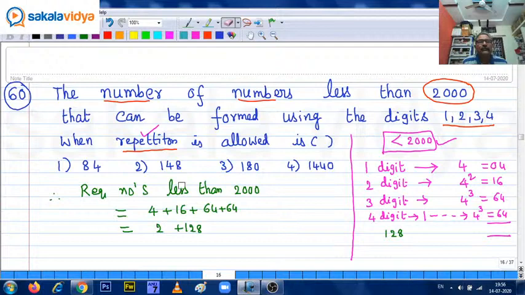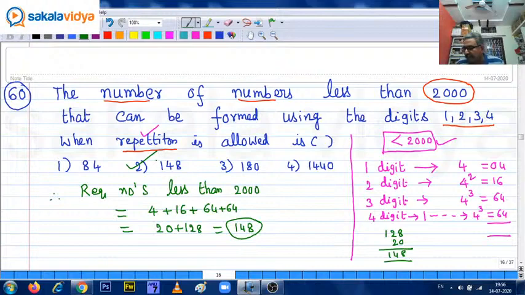So now 16 plus 4 is 20. 20 plus 128, you get 148. So this equals 148. Is the answer there? Yes, absolutely. Second option is the correct option. Okay, you are better than me. You are good at calculation. Understood? I hope you understood this problem now.